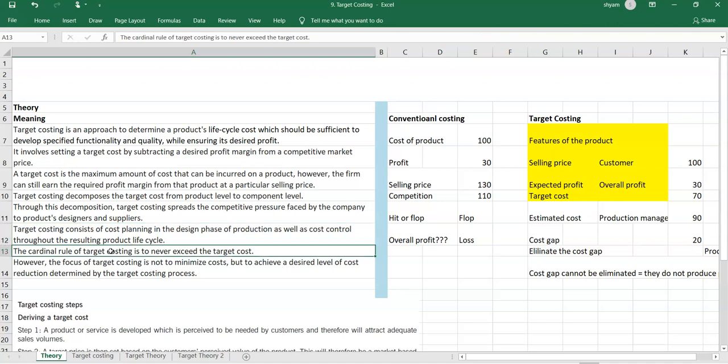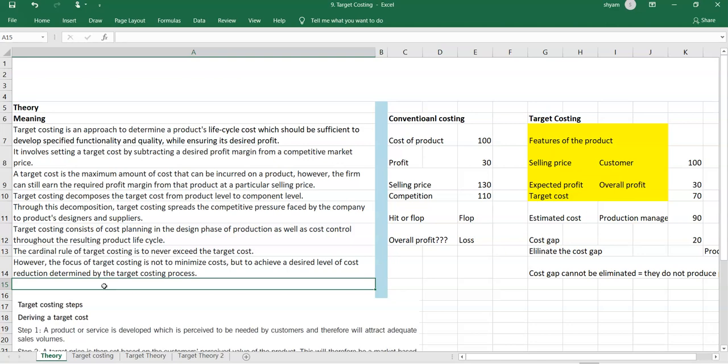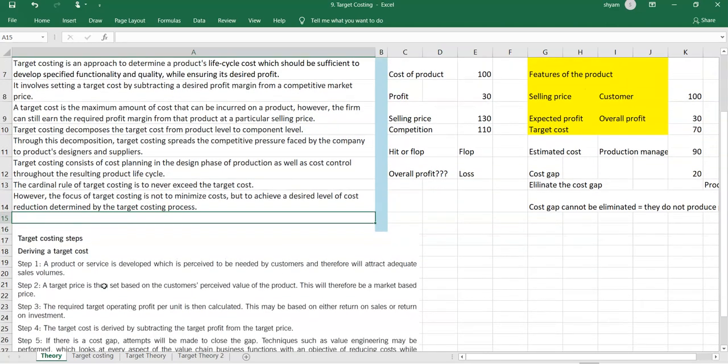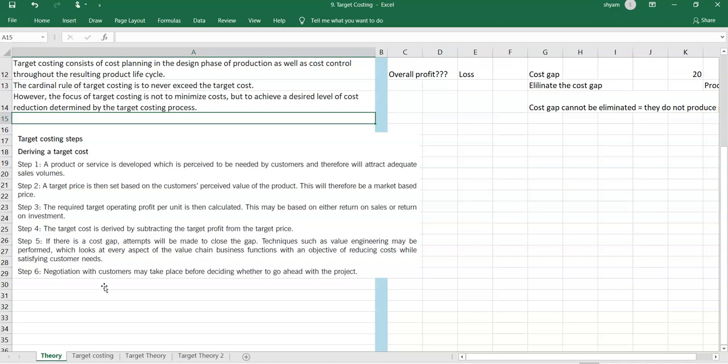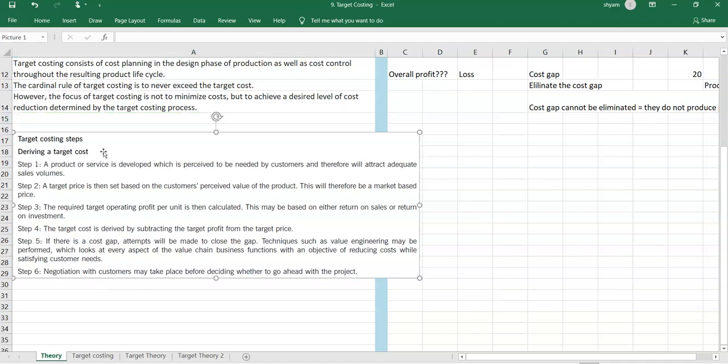The cardinal rule of target costing is to never exceed the target cost. So never exceed the target cost here. However, the focus of target costing is not to minimize costs, but to achieve a desired level of cost reduction determined by the target costing process. So we are not trying to reduce cost for the sake of it, but we want to have the overall profitability. So these are the steps involved in target costing. We have already seen the illustration itself, so let's read it once.